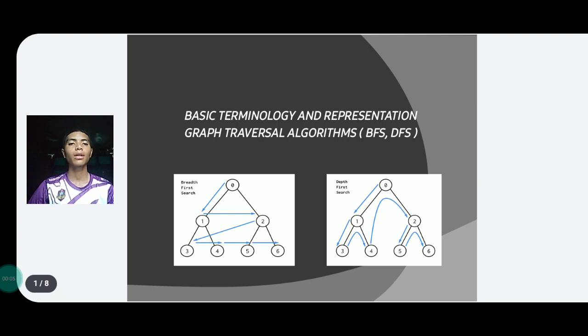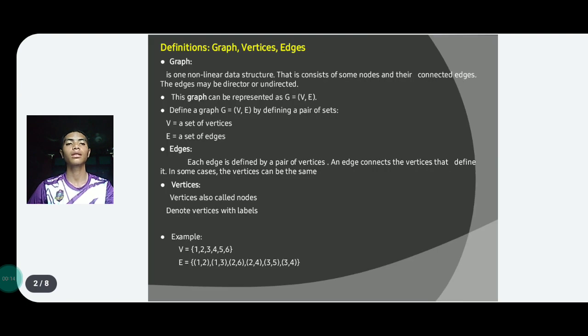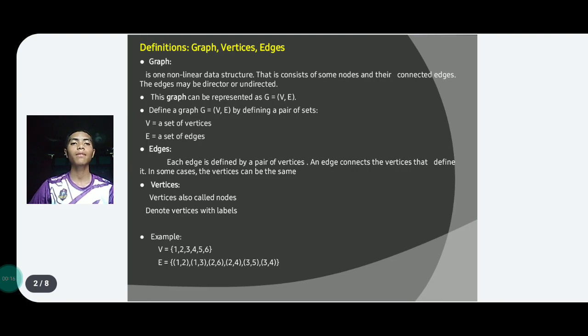My topic is all about basic terminology and representation graph traversal algorithms of BFS and DFS. Definition: graph, vertices and edges. A graph is a nonlinear data structure that consists of some nodes and their connected edges. The edges may be directed or undirected. The graph can be represented as G equals (V, E).